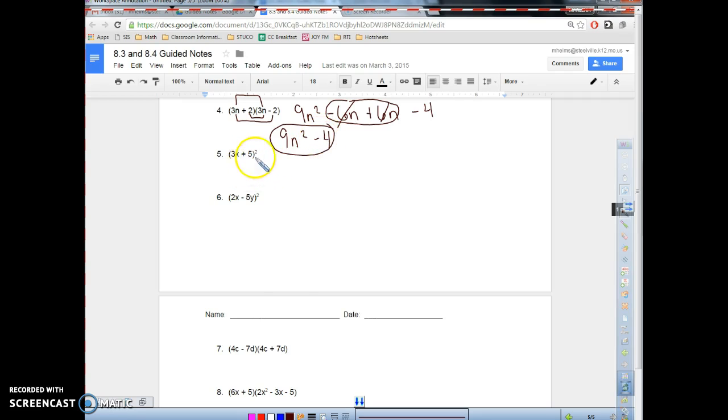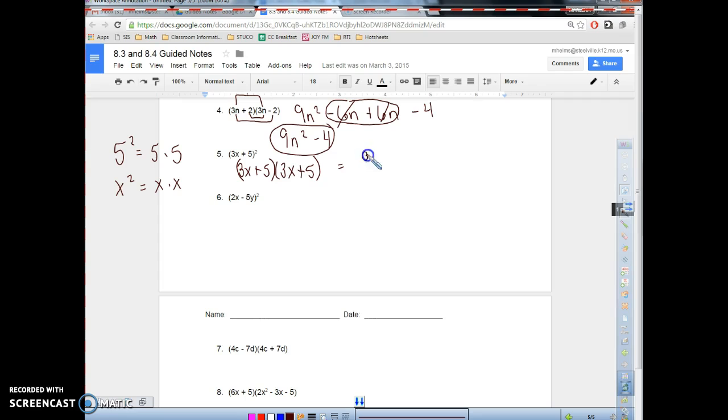Number 5. If you notice in number 5, it says 3x plus 5 squared. That means you have two parentheses. So if you remember what 5 squared means, 5 squared means 5 times 5. X squared means x times x. Well, when you have 3x plus 5 squared, what that means is 3x plus 5 times 3x plus 5. You do not just square the insides, because you will get a completely different answer. So let's go ahead and FOIL this one.